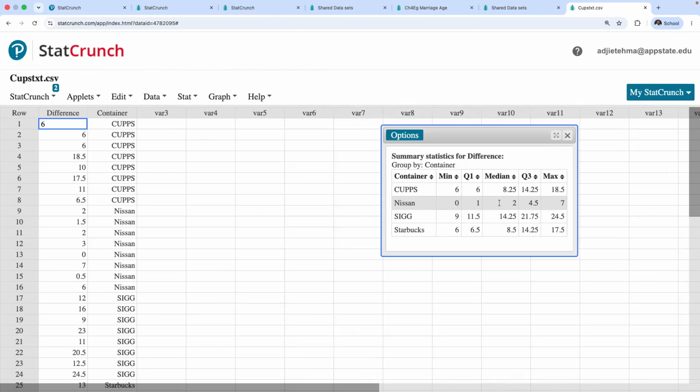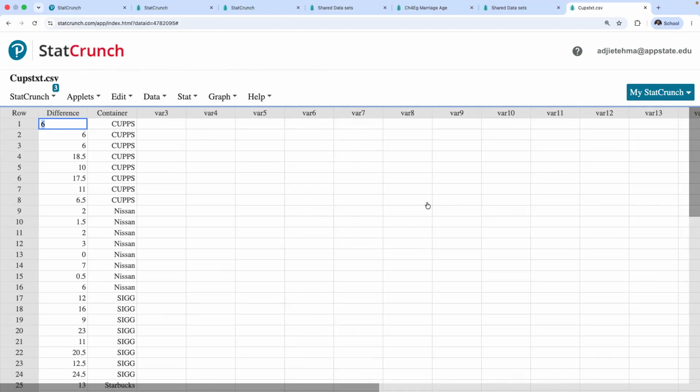Do you all agree with that? So he's saying sick because you can see, look at the median, it has the highest median, and even look at the maximum too. Okay, now I want you to do the box plot. Let's try to get the box plot.